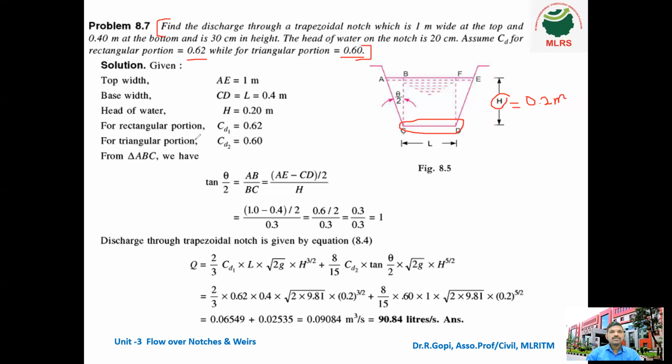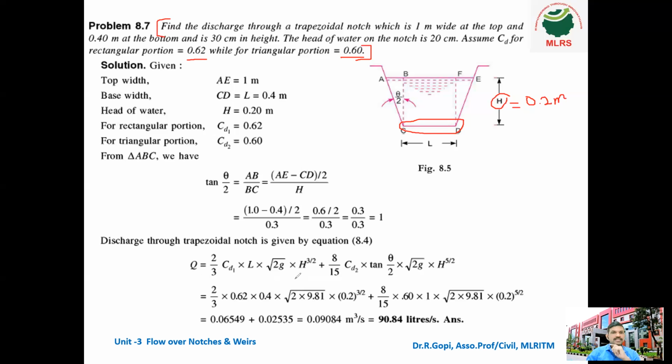Next, the coefficient of discharge CD1 is 0.62, given in the question, and the coefficient of discharge for the triangular portion is also given in the question: 0.6. Now we will start the problem. First write the equation. What is the discharge formula in case of a trapezoidal notch? It is the summation of the discharge of the rectangular portion and the triangular portion.